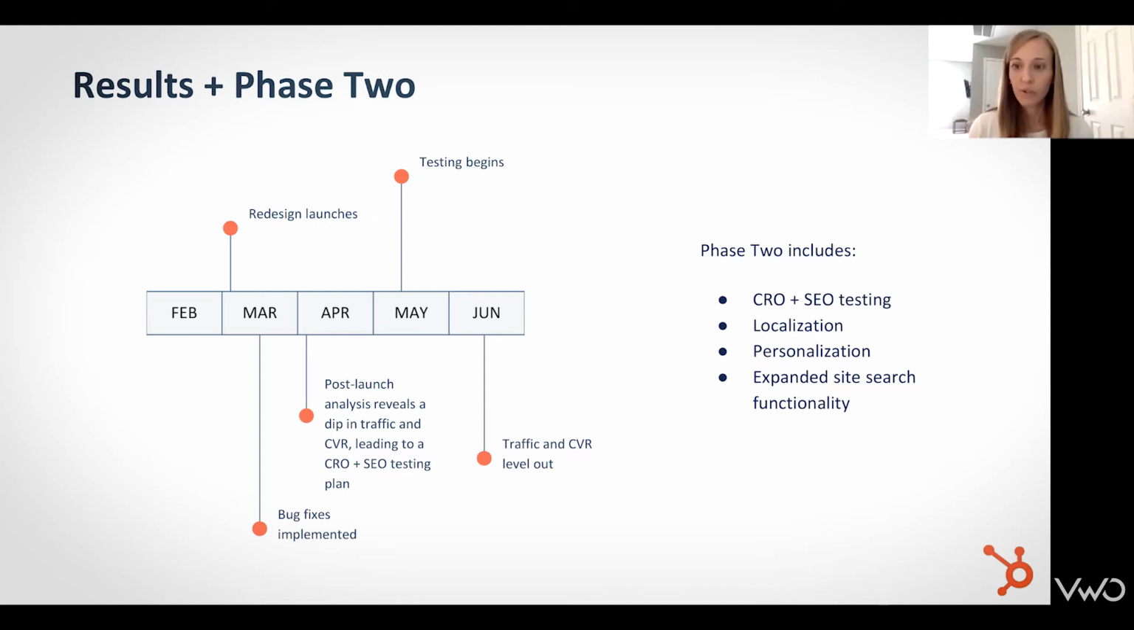But the other pieces we're planning to work on are localizing the site, making sure that Academy is accessible to everyone in all of the languages that HubSpot supports. Next is personalization, which I touched on earlier, making sure that the experience is a good fit for whoever comes to the site. Lastly, expanding site search functionality. Right now the site search is a bit limited and we want to expand it so it's really broad and users have a good experience with that. These are all of the things that are on our roadmap coming up.